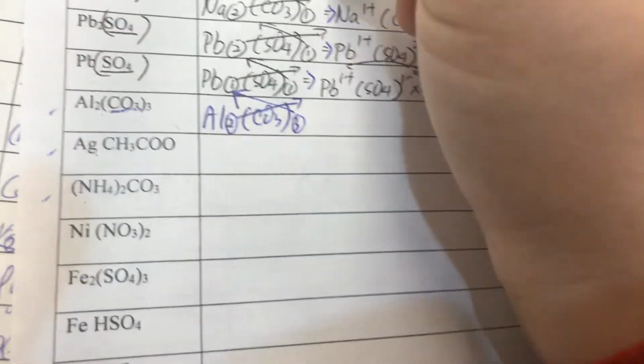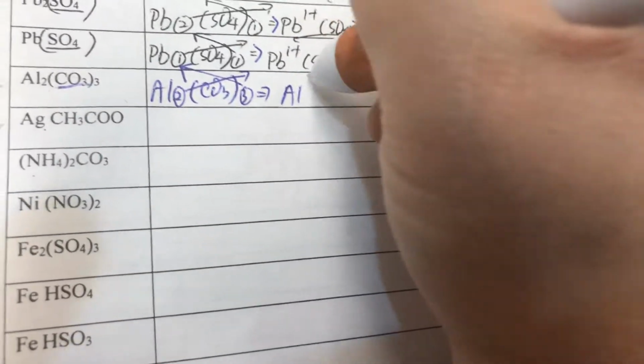Oh, I forgot to add the arrow to the equal sign. Make sure you add all the arrows. Okay, add all the arrows to the equal sign. So I will get Al3+, and then (CO3) 2-.